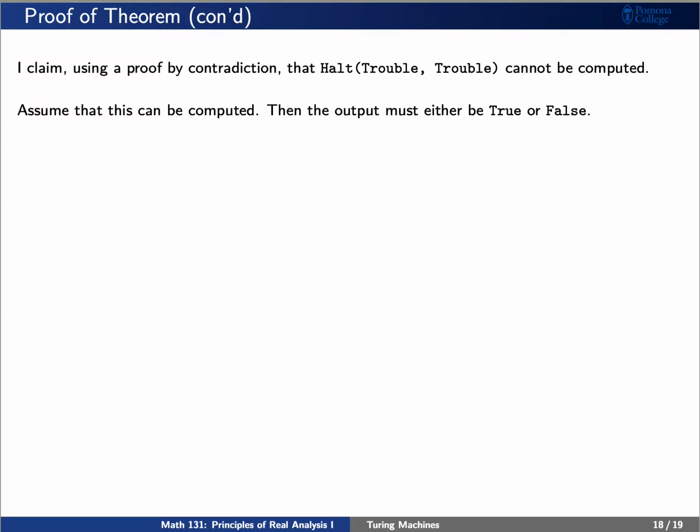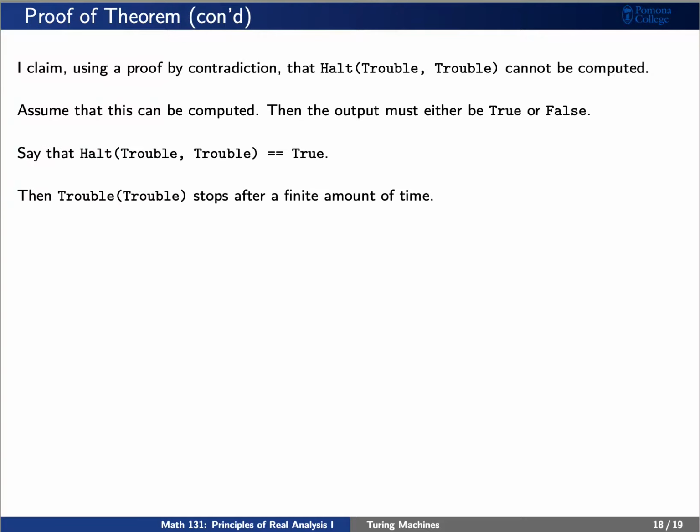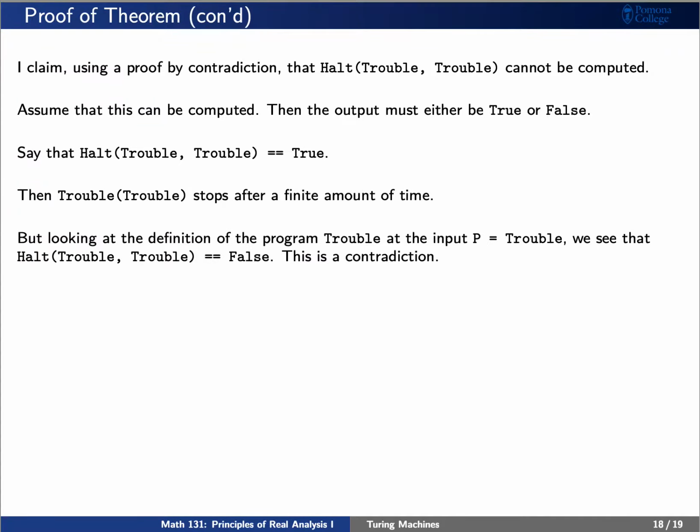Let's assume for the moment that halt really does exist, and that we indeed can evaluate halt at trouble. The point is that the output only has one of two cases. Either it's true or it's false. Let's say for the moment that halt trouble is true. Remember what halt does. It determines whether the program evaluated at the input stops after a finite amount of time. So if halt trouble is true, then by definition, trouble evaluated at trouble will stop after a finite amount of time. But now let's go back to the way that we've defined our program trouble.